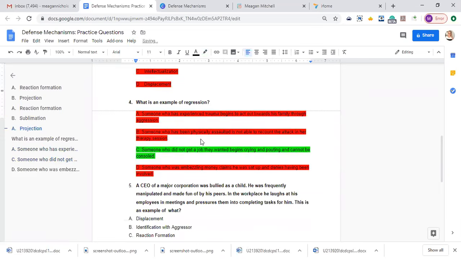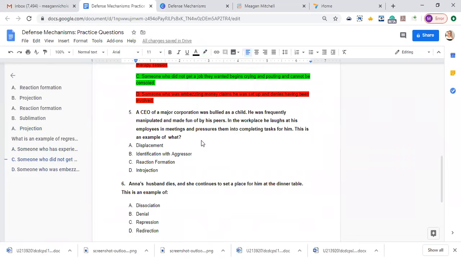Number 5, a CEO of a major corporation was bullied as a child. He was frequently manipulated and made fun of by his peers. In the workplace, he laughs at his employees in meetings and pressures them into completing tasks for him. This is an example of what? Displacement, identification with aggressor, reaction formation, or introjection.